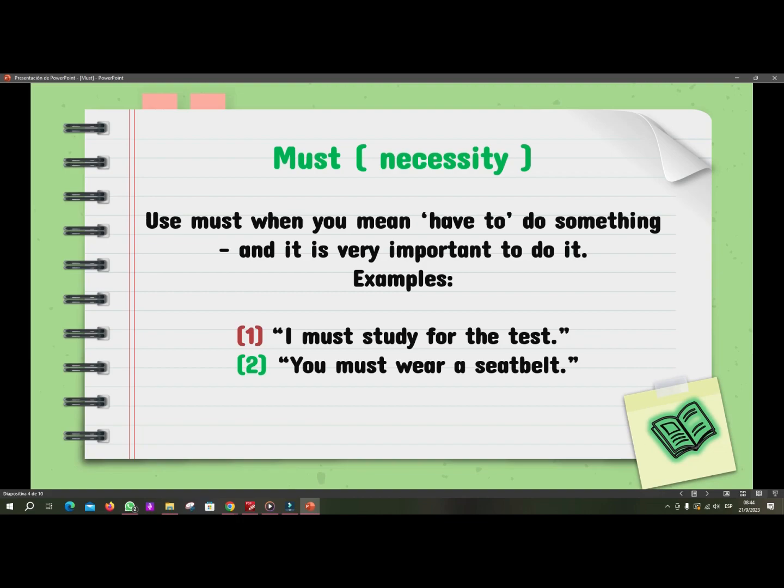También podemos utilizar must para expresar una necesidad, algo que se debe de hacer porque es importante hacerlo. En este caso tenemos I must study for the test. Usted debe estudiar para su examen. You must wear a seatbelt. Cuando usted va manejando, usted debe utilizar el cinturón de seguridad. Entonces, es como una necesidad, pero a la vez es algo que usted debe de hacer y es importante que lo haga.